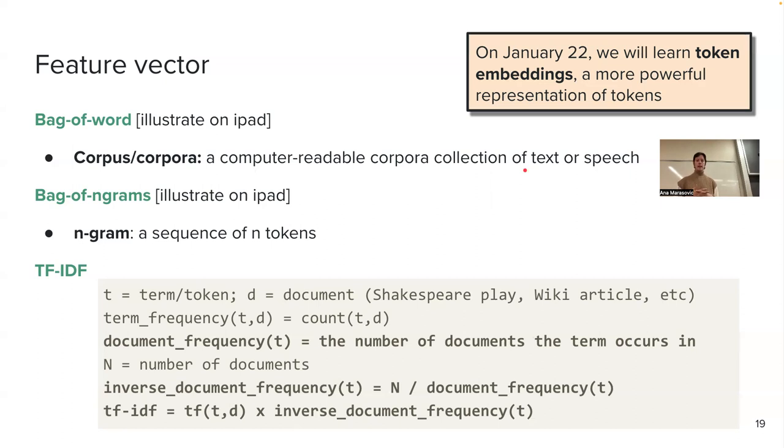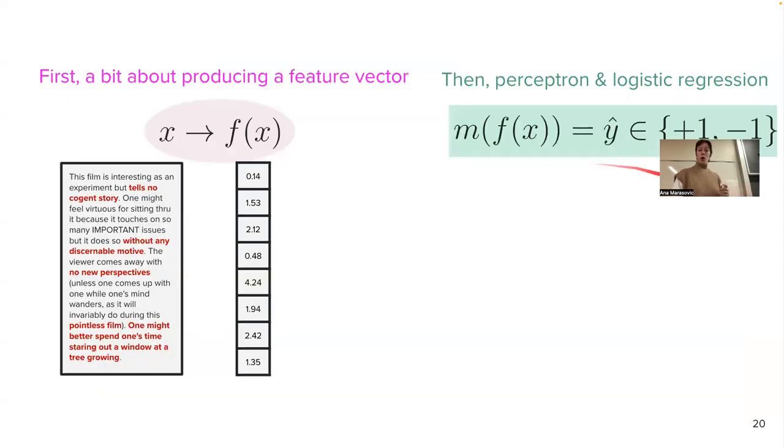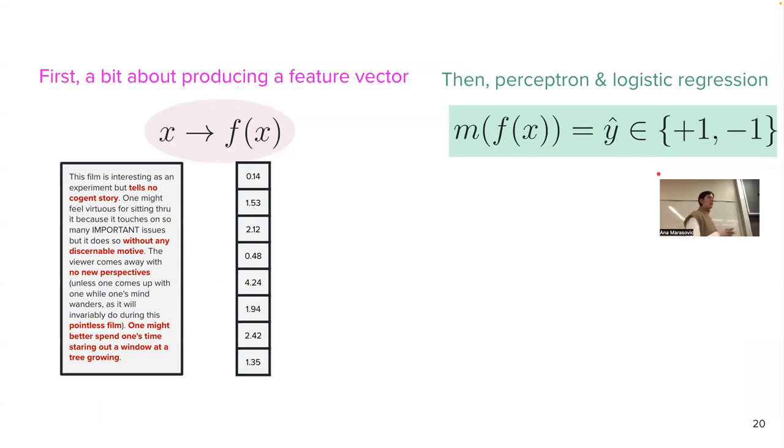However, on January 22nd, we will learn about token embeddings, and these are going to be a more powerful representation of our tokens. Even in very standard applications, we are still going to end up using word embeddings, although we might not use a neural network on top of it. We are still going to start with these more powerful representations. So it's good to know about this, but I suspect you'll all be using word embeddings forever for whatever you are doing later on.